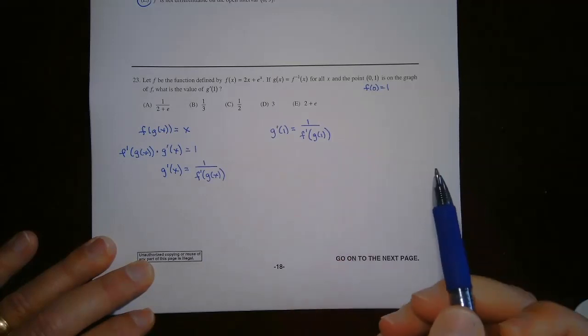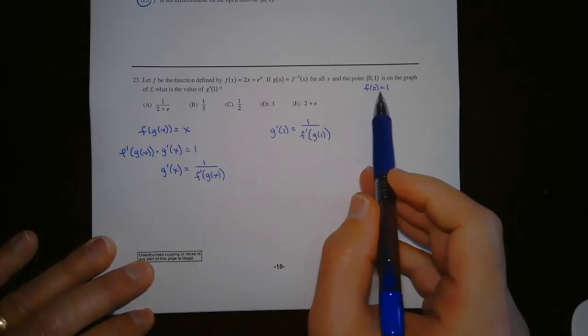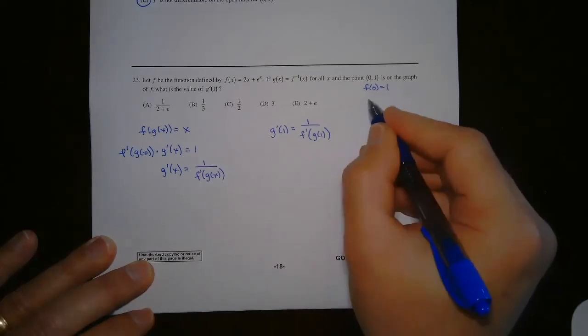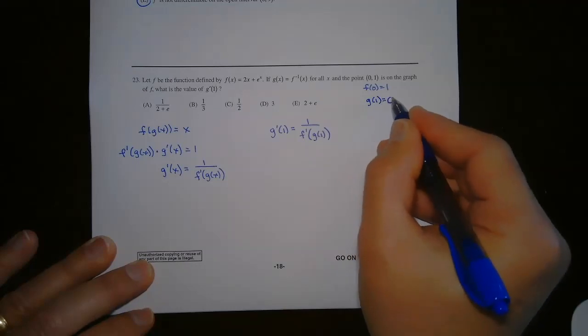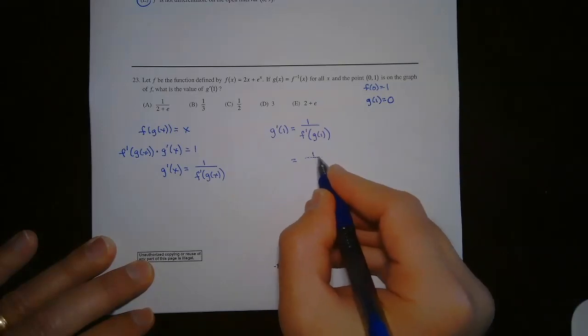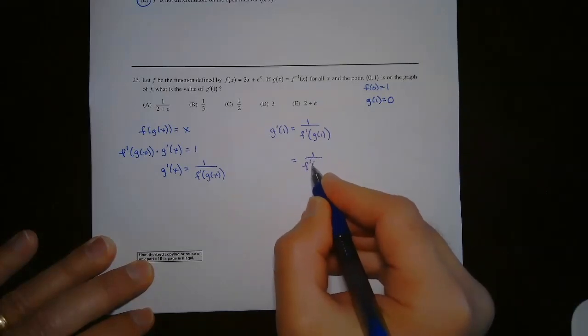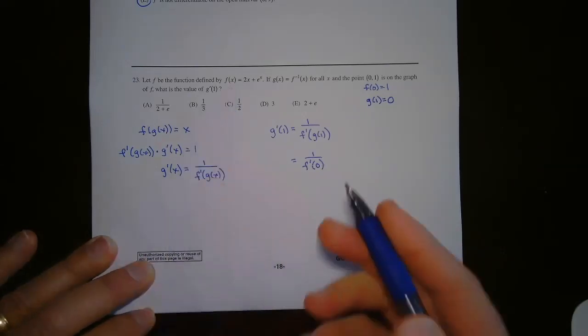Okay, we got to find g of 1. Well, we can, because if f of 0 is equal to 1, then that would mean g of 1 equals 0. Okay, so then that means this is 1 over f prime of 0. Okay, so now we have to find f prime at 0, right? But we got the function f, so we can do this, okay?